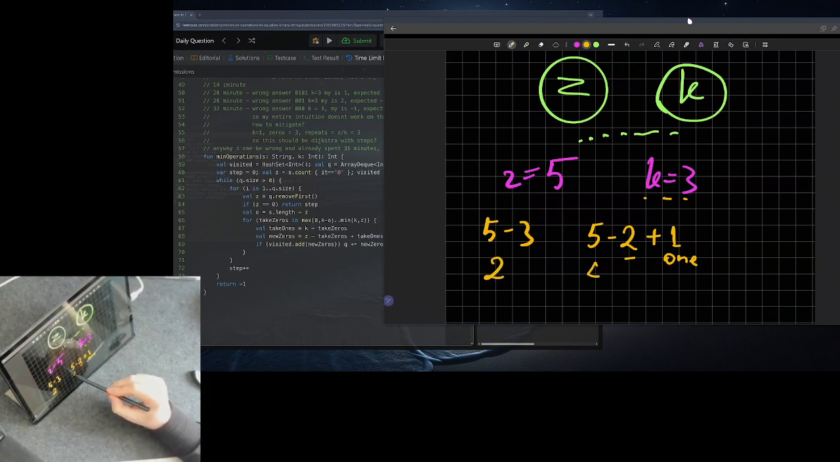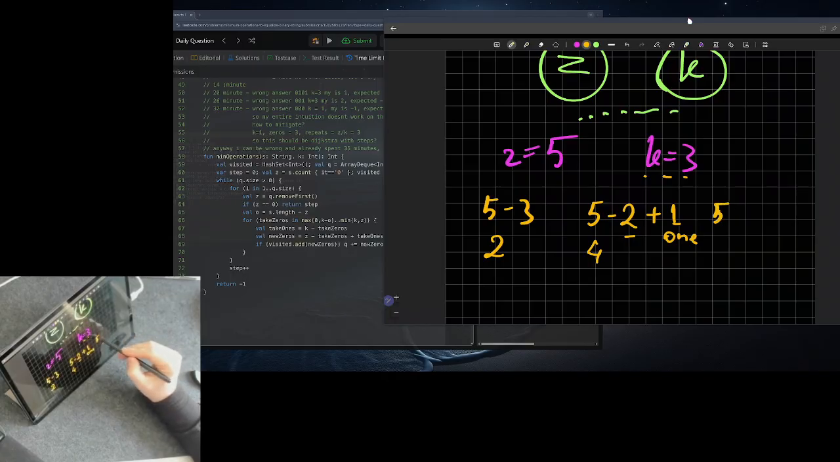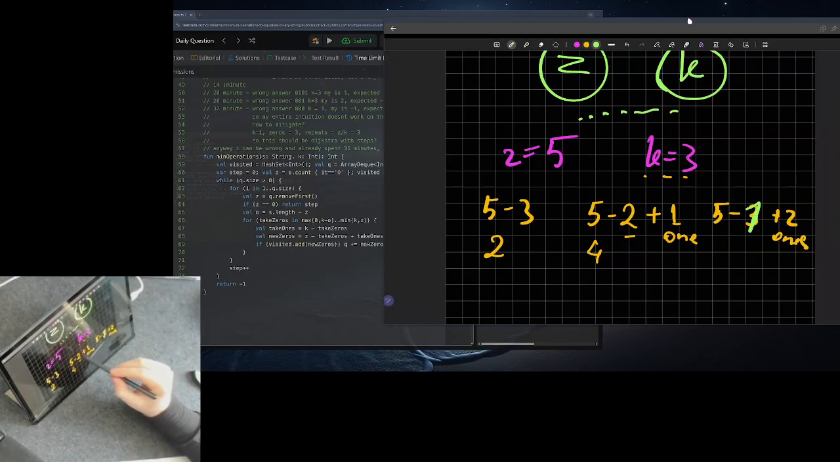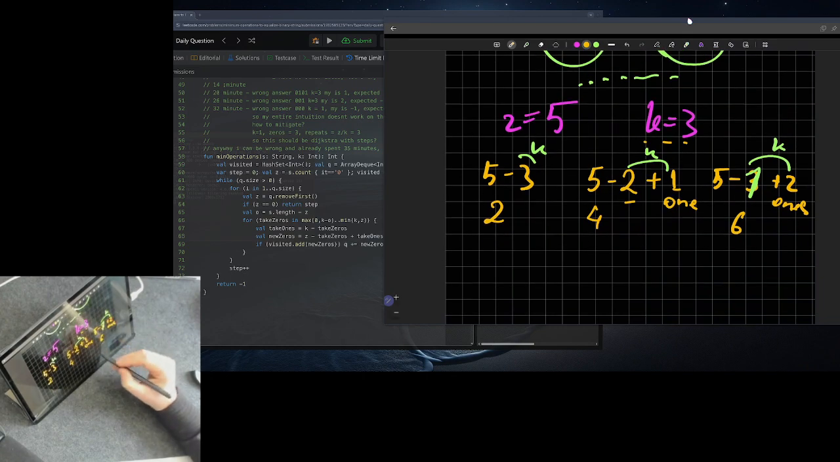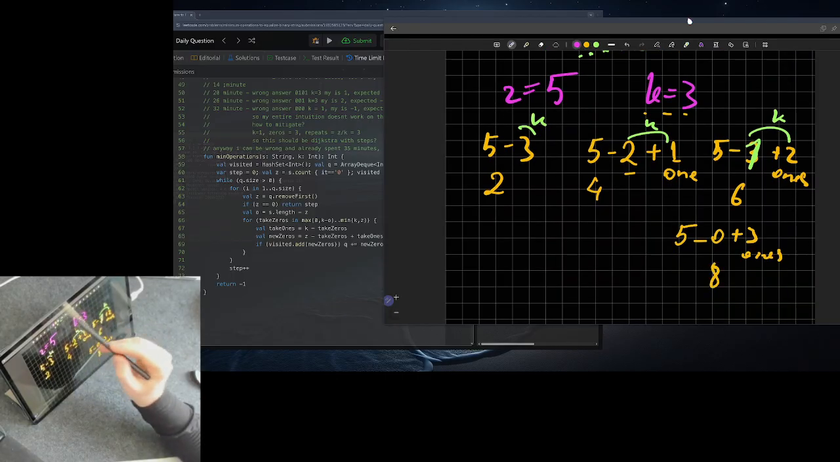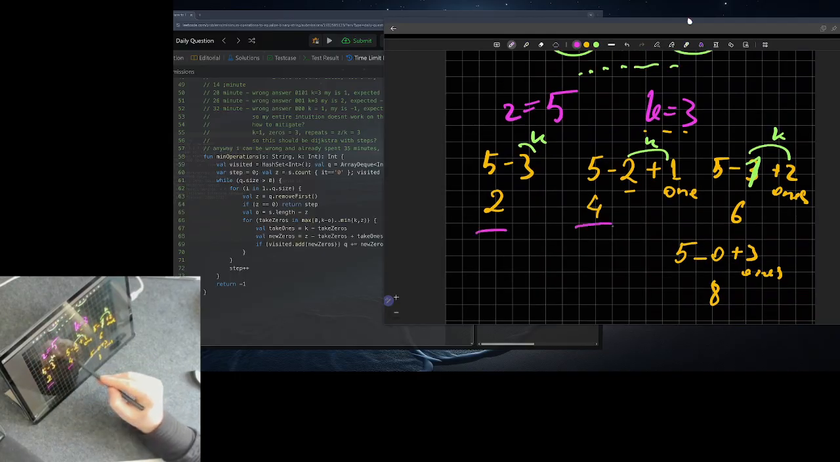This is 4. The next is 5 minus 3 plus 2. 2 is from ones. 2 ones we converted because, oh, I apologize, this is not correct. So this is 1. This is k. We just split it between converting ones and zeros. And the value is 4 plus 2 is 6. And the final is 5 minus 0 plus 3 from ones. And this is 8. So we only can jump to these states.